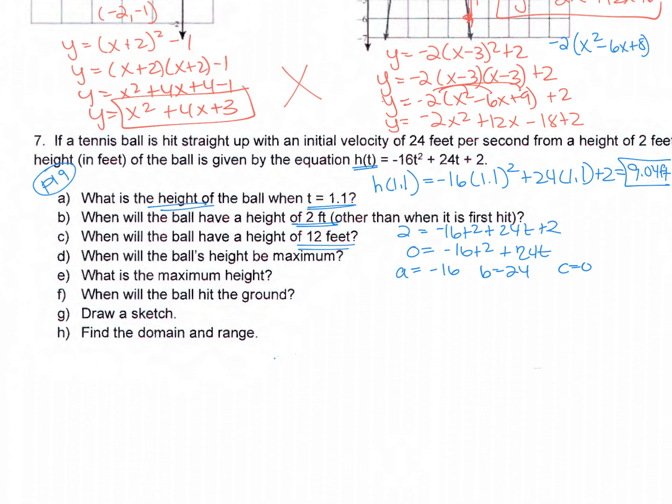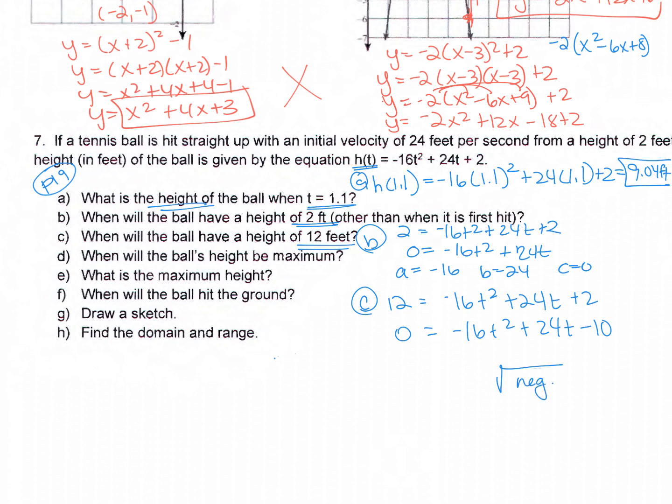When will it have a height of 12 feet? So now I'm going to set my height equal to 12. And I'm going to subtract 12 over, so I can get it equal to 0. And I get negative 16t squared plus 24t minus 10. And now I have my a, b, and c. When you do the quadratic formula, I believe this is one where you're going to end up with a negative underneath the radical. It just means that it never gets to 12 feet.